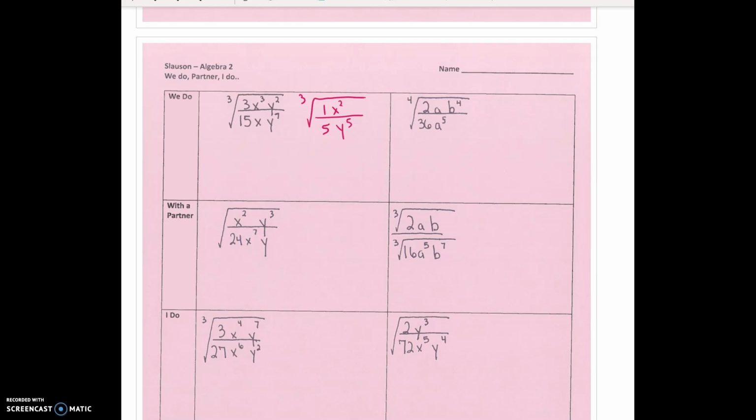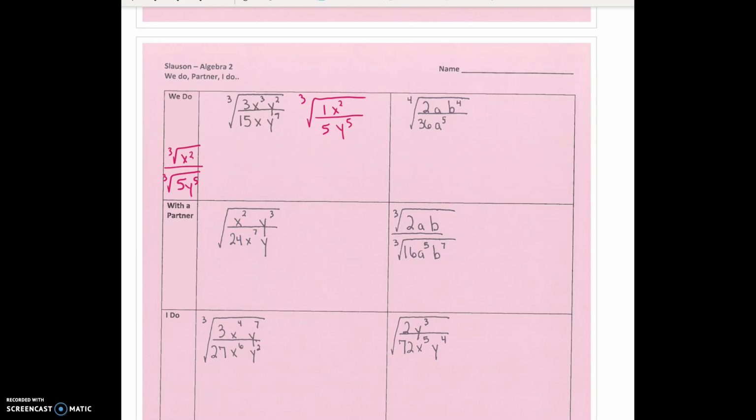So that's the first rule. The second rule just says no fraction under the radical. So I can fix that pretty simply by just breaking this up. And 1 with x squared, I'm just going to make into x squared in my numerator, and the bottom will be this.